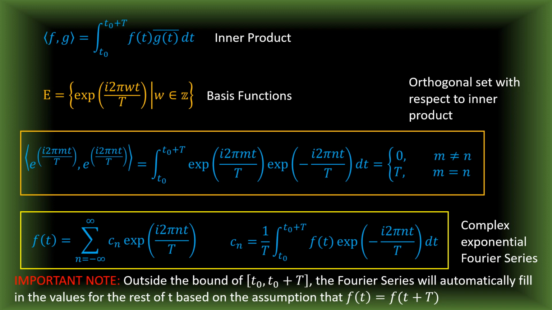It's really important to note that outside of the bound of t values, from t0 to t0 plus T, the Fourier series, based on how we derived it, because of the periodic nature of the basis functions and the resulting periodic nature of the Fourier series due to the linear combination of the basis functions, which preserves the period of all those basis functions, will automatically fill in the values of the rest of t based on the assumption that f of t is periodic with period capital T. However, this isn't always the case. It's not always periodic with period T.